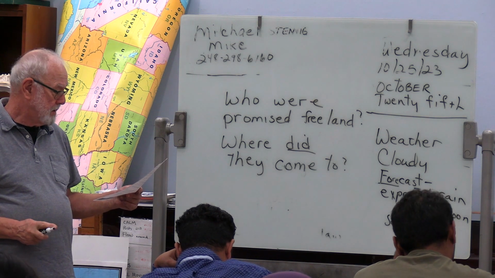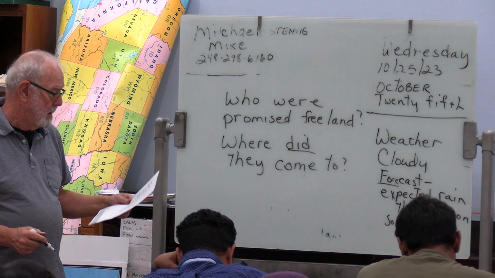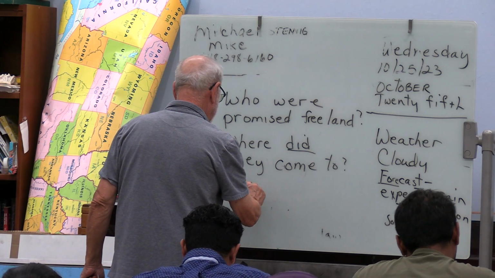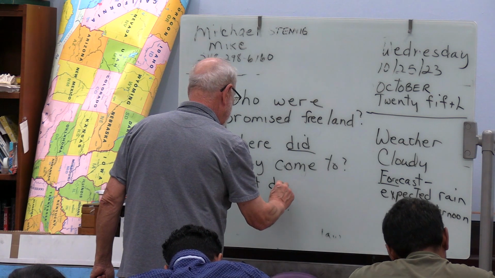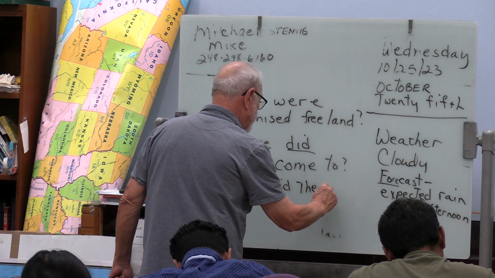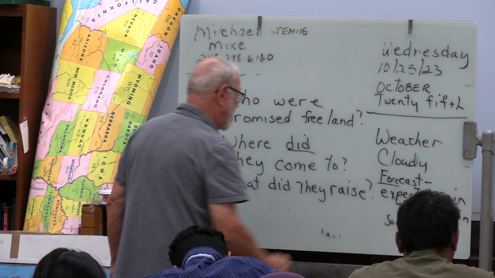And number 3, Salah. What did they raise? Same thing. Crops. What did they raise?